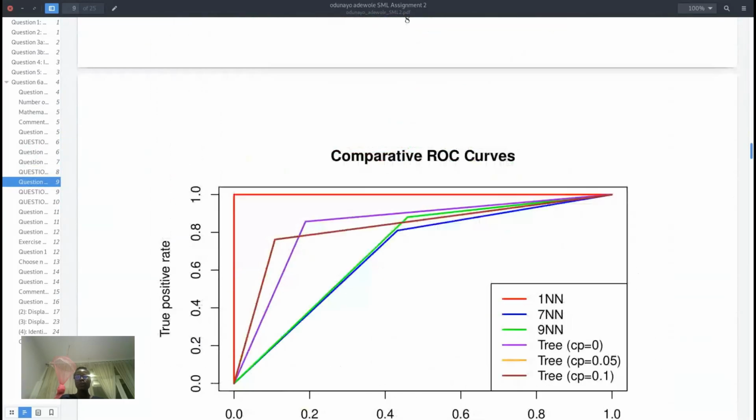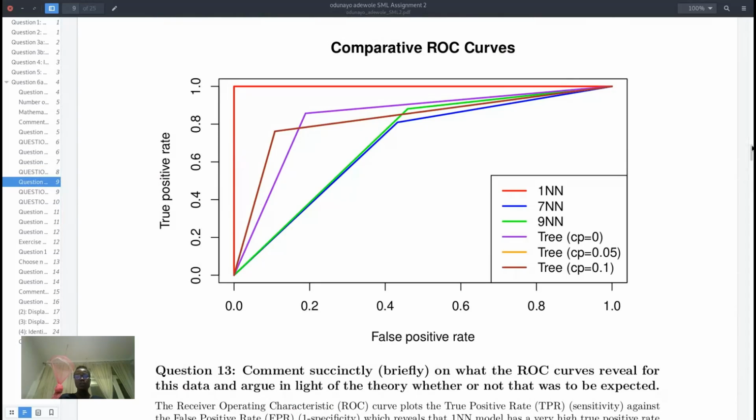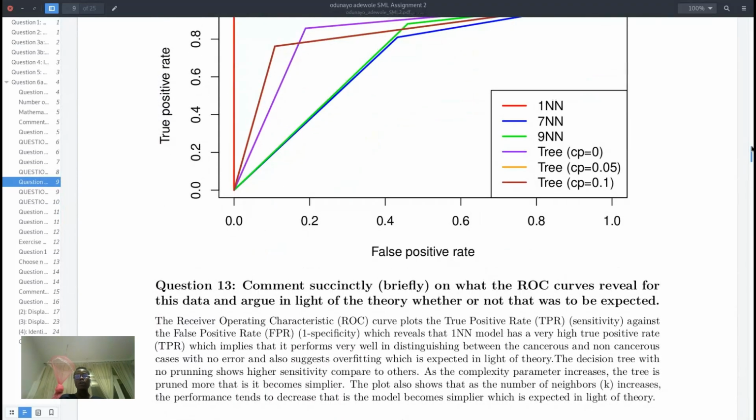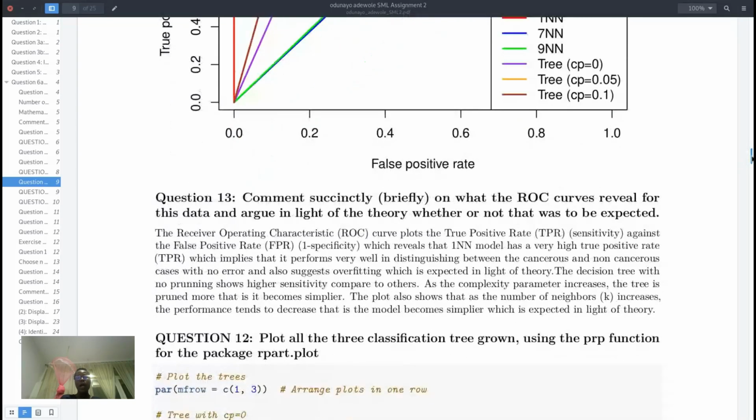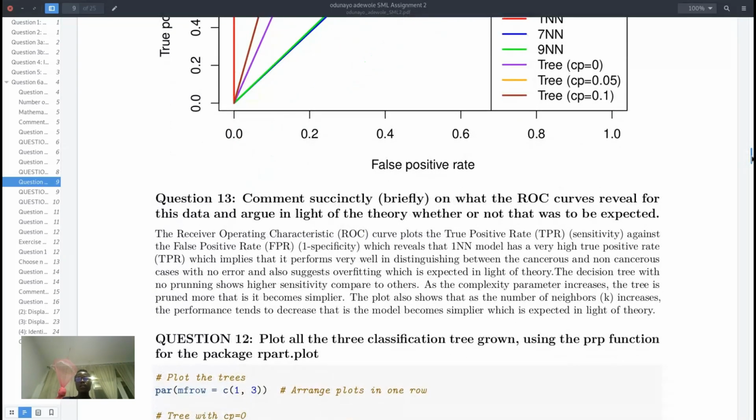Just like moving on to the ROC curve. The ROC curve shows the models of 1NN, 7NN, 9NN, and the tree. And the ROC curve is a plot of true positive rates against the false positive rates.